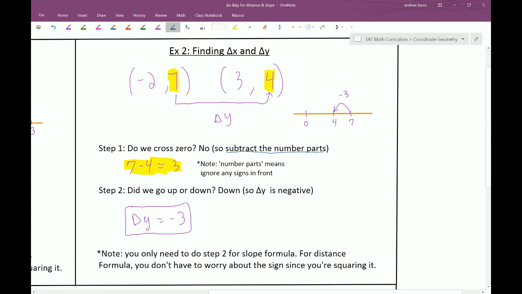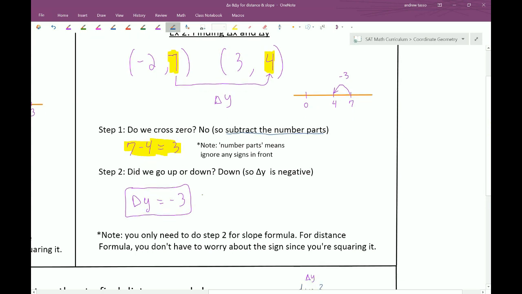And then that's the magnitude, and to get the direction here, we ask, do we go up or down? And from 7 to 4 we're going down, so that's why we see the minus sign over here.